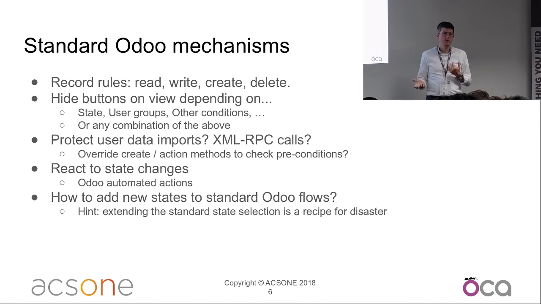Also, to react to state change, you can override methods in Odoo. You can implement automated actions. It's nice. It works. But in the end, when you do all that, the implementation of your process becomes spread across many places: in view, in code, in automated actions, in record rules, a bit of everything. And it's very difficult then to audit and to maintain the code when you need to change something.